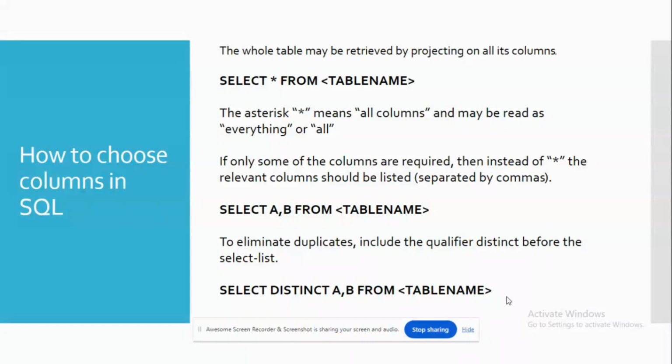There are cases in which you will want to select specific columns, not all of them. In those cases, you will have to specify the relevant columns to be listed, and that is generally done using commas. The syntax for this is the SELECT statement, and then we specify the columns that we want, the FROM clause, and then the table name.